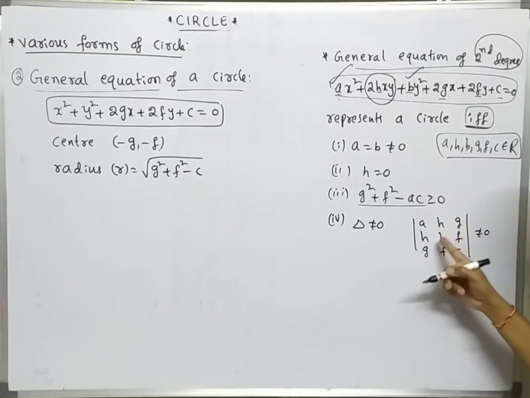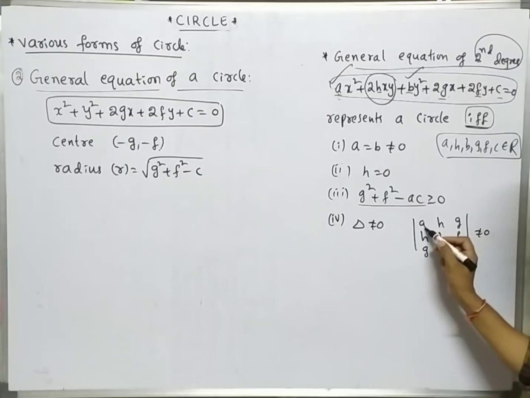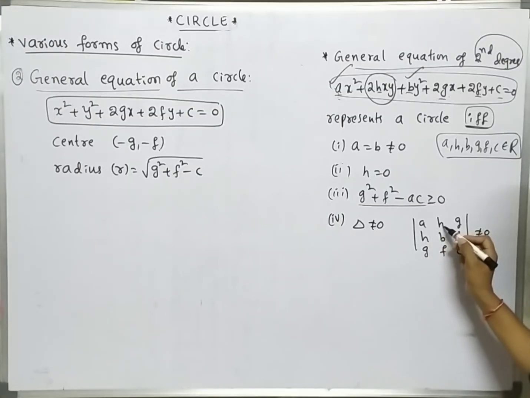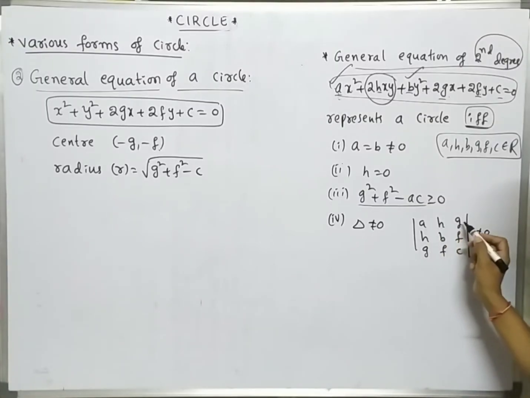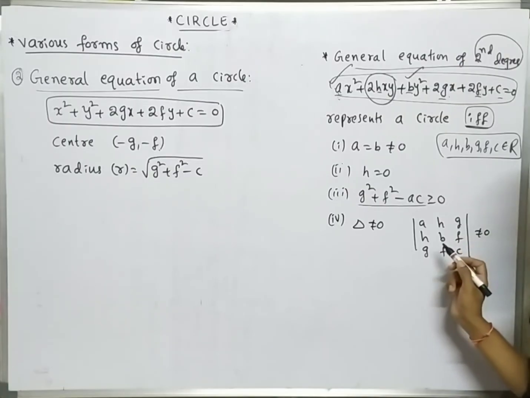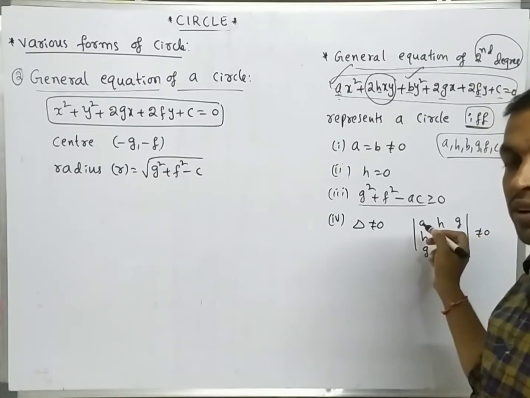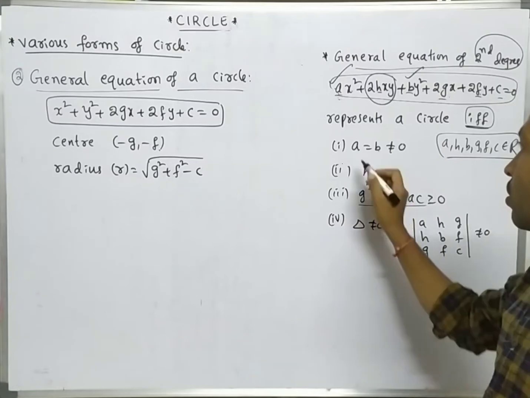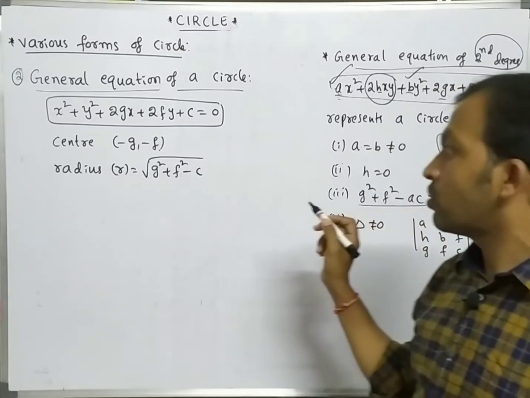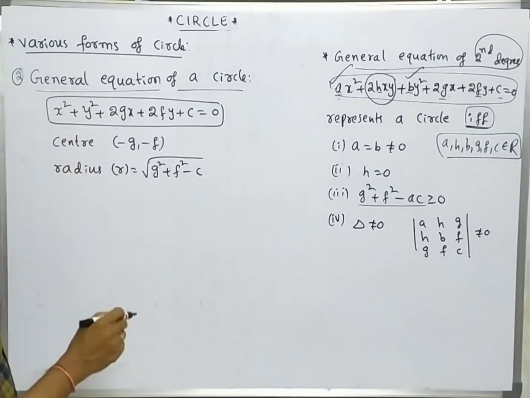Okay, so how can we remember these terms? I already gave a hint in the hyperbola topic. All hostel girls having boyfriends gone for cinema. So the first letters of those words, all hostel girls having boyfriends gone for cinema, right? If we simplify that, we will get one condition, that determinant delta not equal to 0. So these are the conditions to represent a second degree equation as a circle.